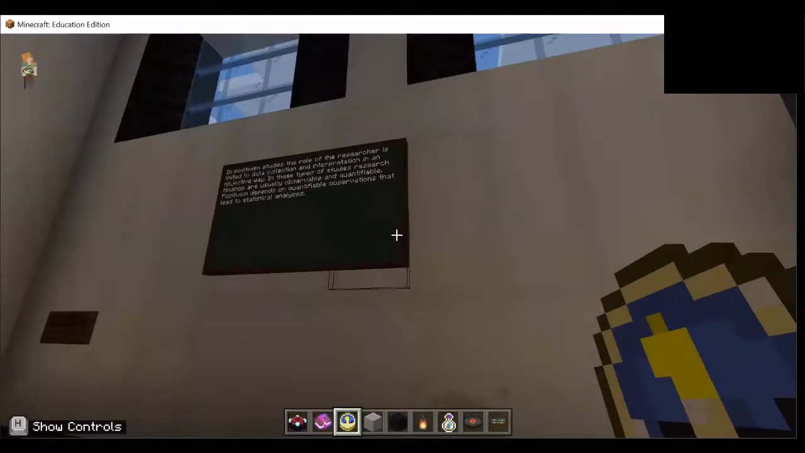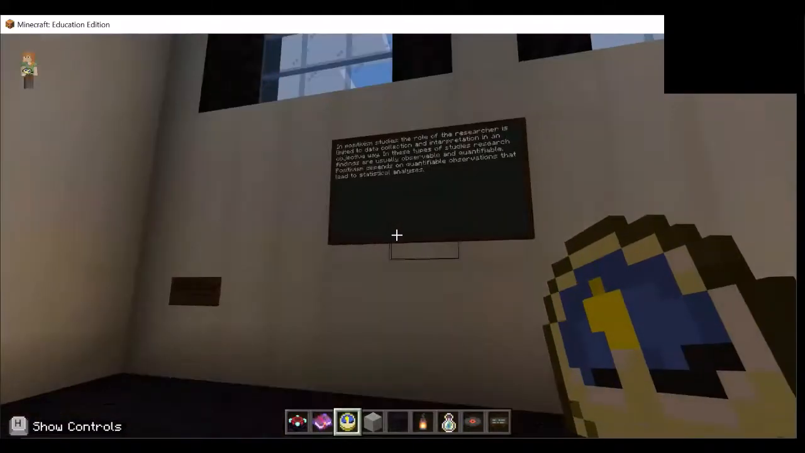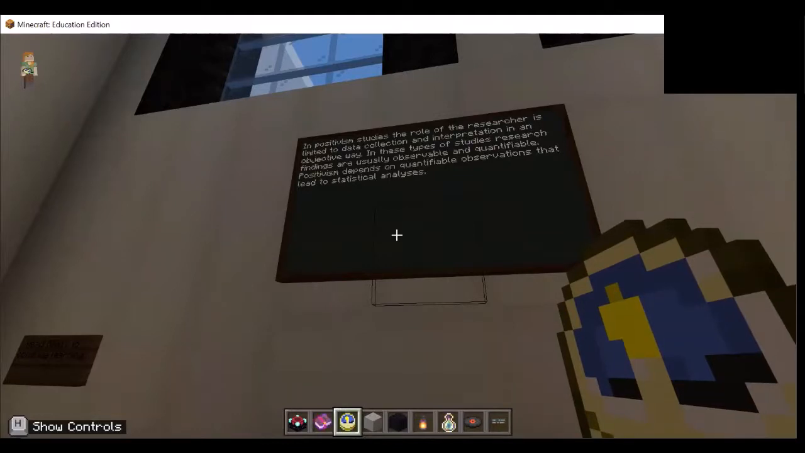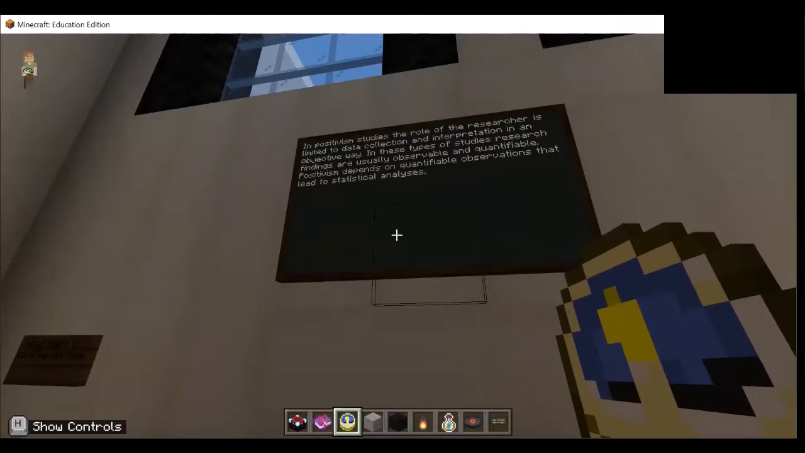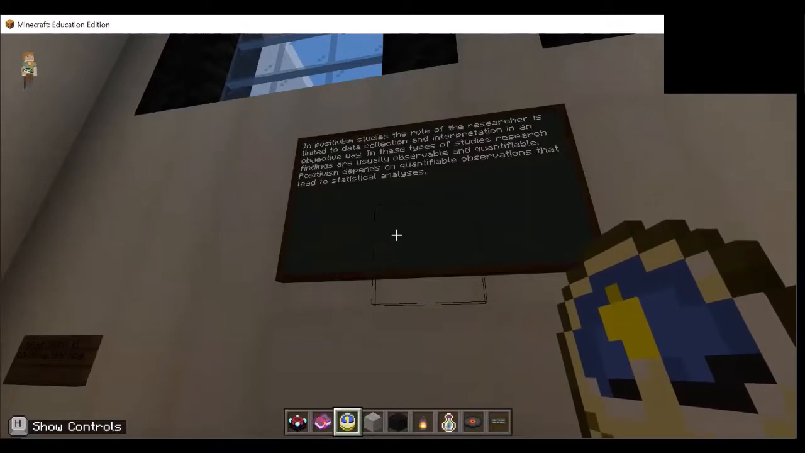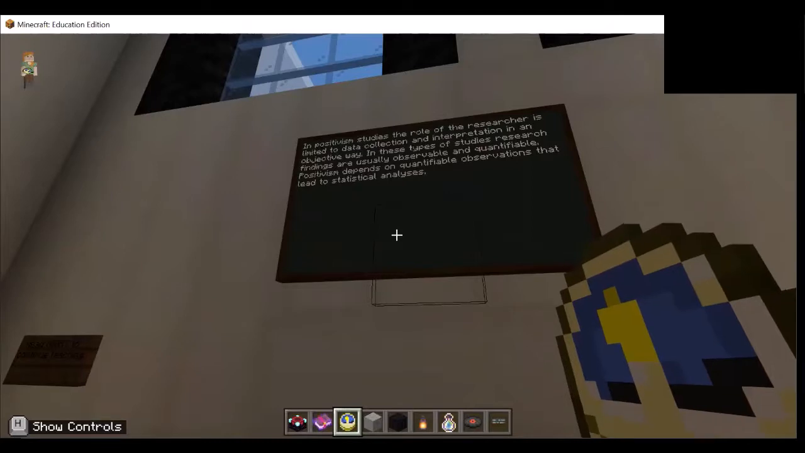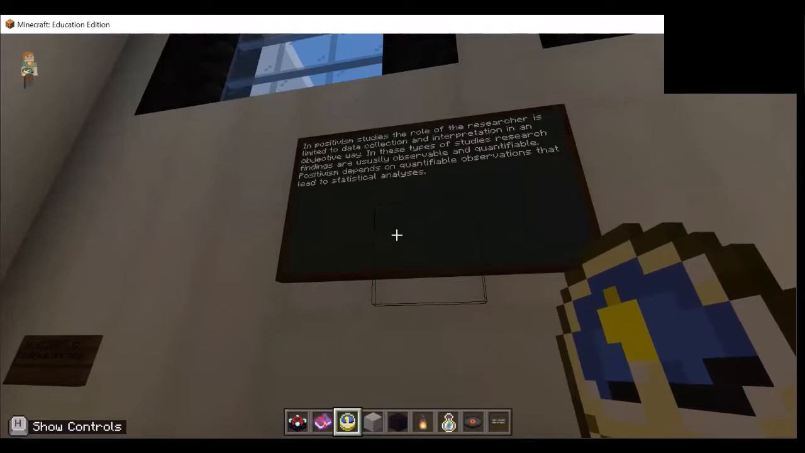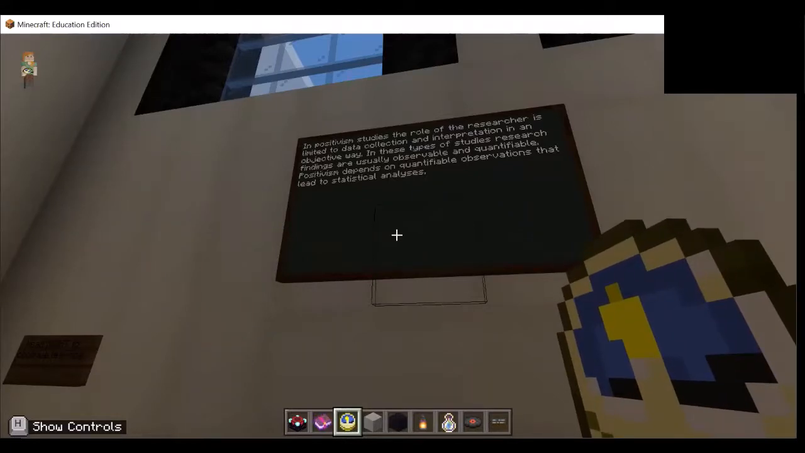Here's a poster that, I moved a bit too fast. Okay, so here's a poster that continues our learning on positivism. In positivism studies, the role of the researcher is limited to data collection and interpretation in an objective way, yes, as we said. In these types of studies, research findings are usually observable and quantifiable. Positivism depends on quantifiable observation that leads to statistical analysis.